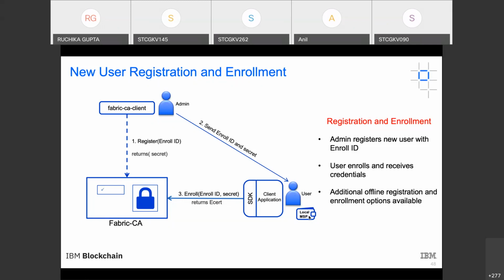So registration happens by default when you bring up a network. And then you download the certificates for that admin user. And with that admin user certificate, you can create more users, which you can use in your application.